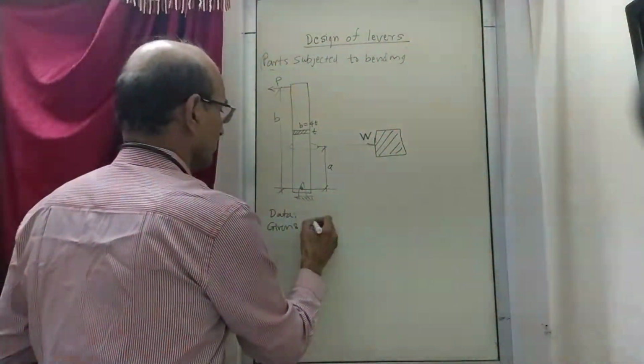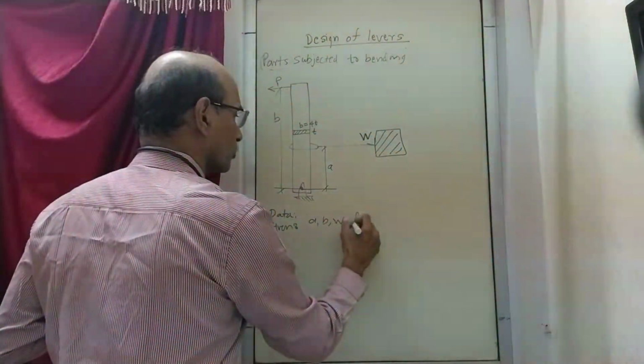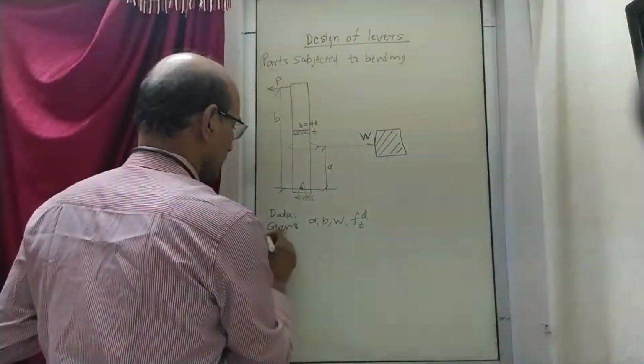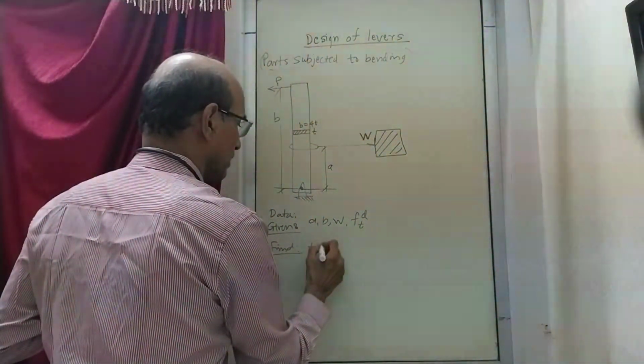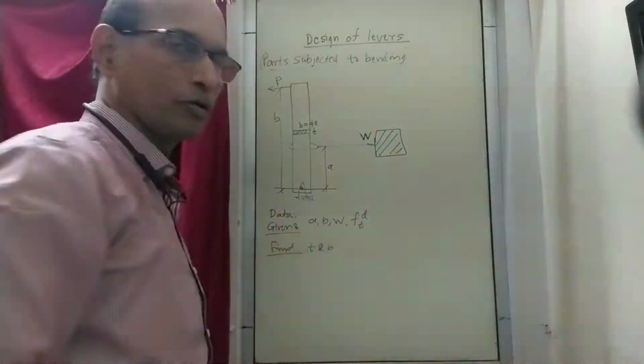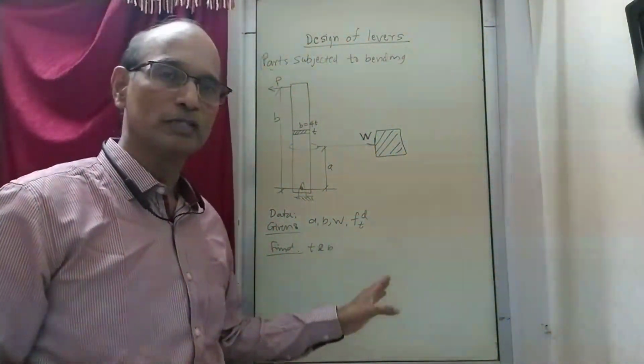What is the thing given? You are given A, you are given B, you are given the load to be overcome, and of course you are given the stresses. And then you have to find T and B. So design this cross section.